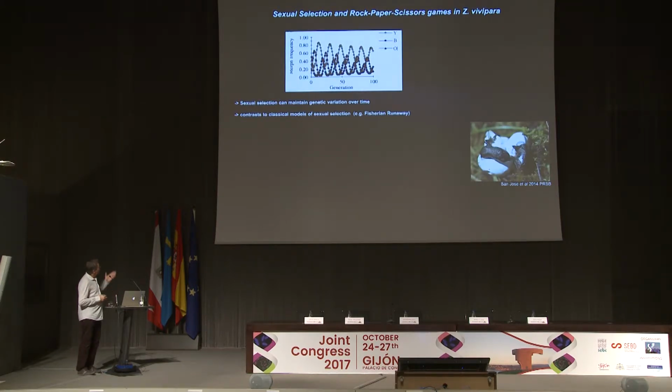And what it means is first that sexual selection can maintain genetic variation over time, and second, this clearly contrasts to the classic models of sexual selection that suggest that there needs to be always evolution. Given that there's major generation overlap in these species, it also suggests that rock, paper, scissors dynamics can maintain, or could maintain genetic variation in quite a lot of species, namely in all species with sexual selection and even in species with overlapping generations.